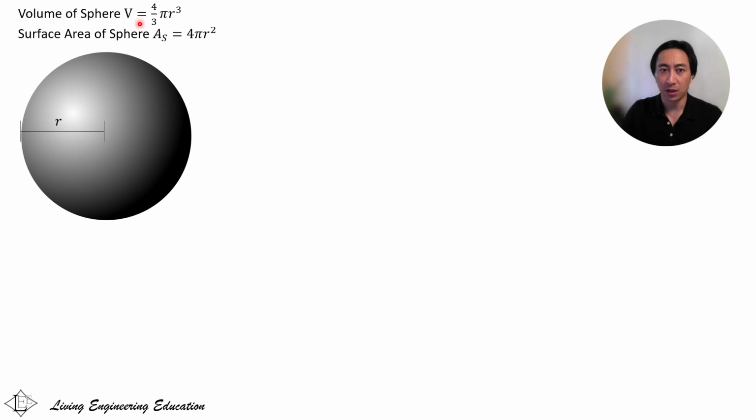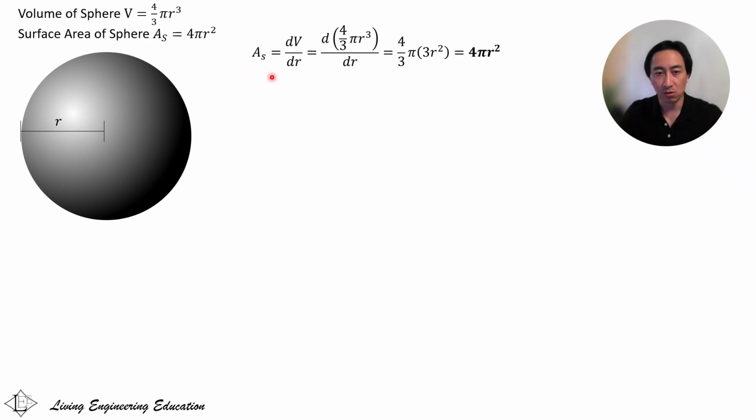So that means I can also take the derivative of the volume with respect to r, and then I can get my surface area. If we do that, the volume is 4/3 pi r cubed, and we take the derivative with respect to r. 4/3 pi is constant, so I can pull that out. The derivative of r cubed is 3r squared, and so that gives me my 4 pi r squared surface area.